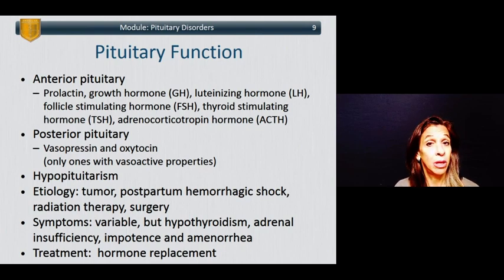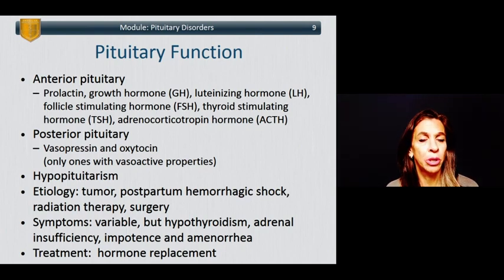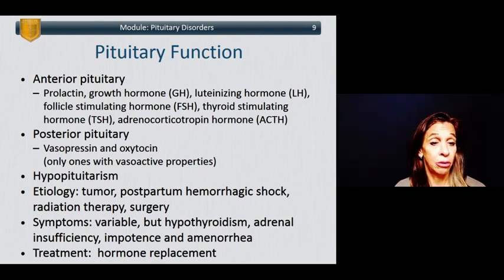A good way to remember these is they're the only ones with vasoactive properties. So the ones with vasoactive properties are released by the posterior pituitary. The vast majority are released by the anterior pituitary.